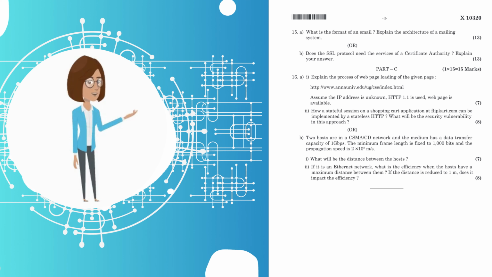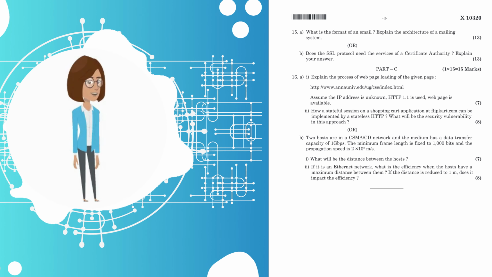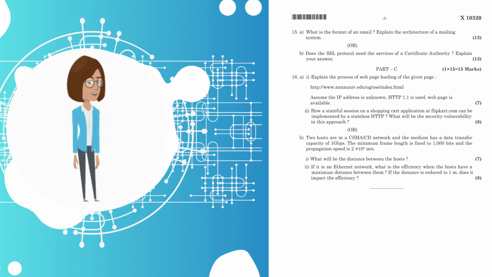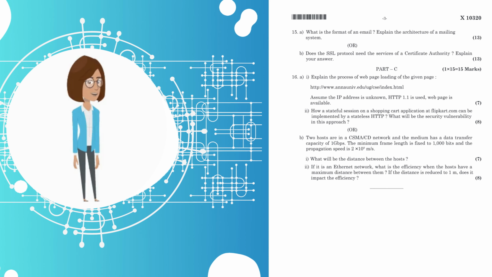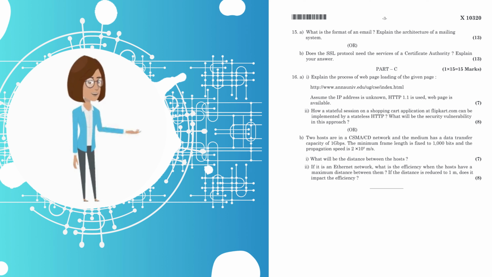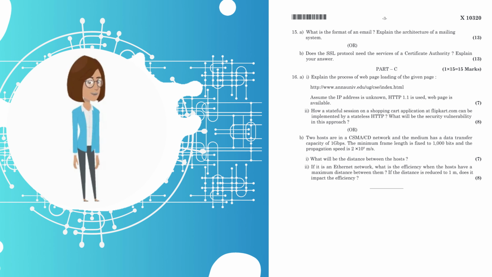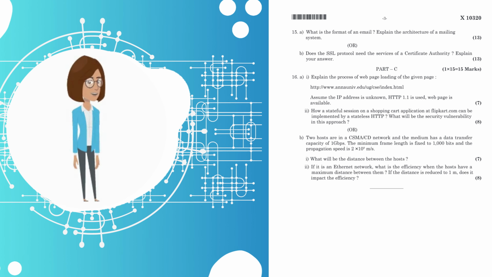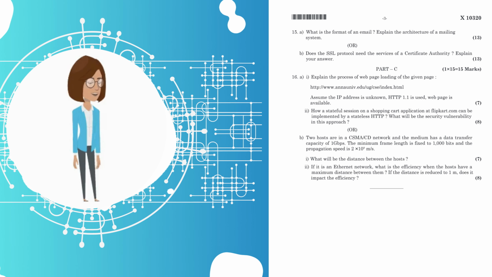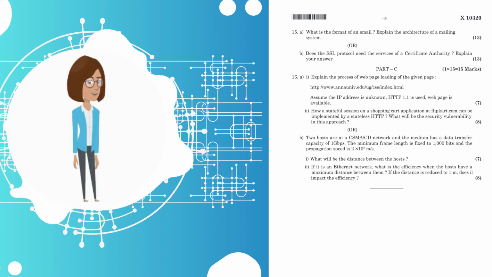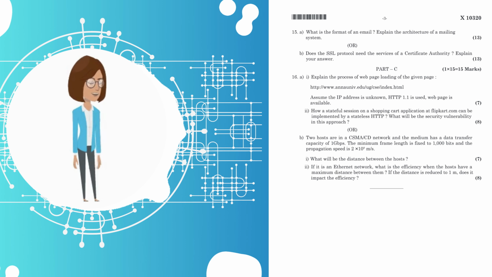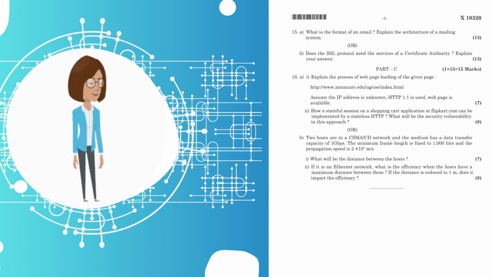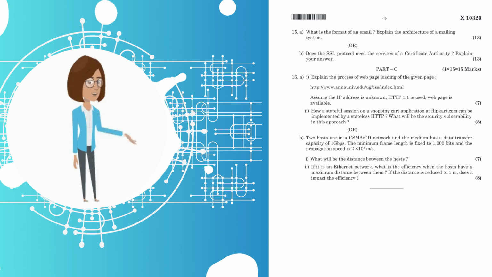Or B. 2 hosts are in a CSMA/CD network and the medium has a data transfer capacity of 1 gigabit per second. The minimum frame length is fixed to 1000 bits and the propagation speed is 2 × 10 to the power of 8 meters per second. What will be the distance between the hosts? 2. If it is an Ethernet network, what is the efficiency when the hosts have a maximum distance between them? If the distance is reduced to 1 m, does it impact the efficiency?